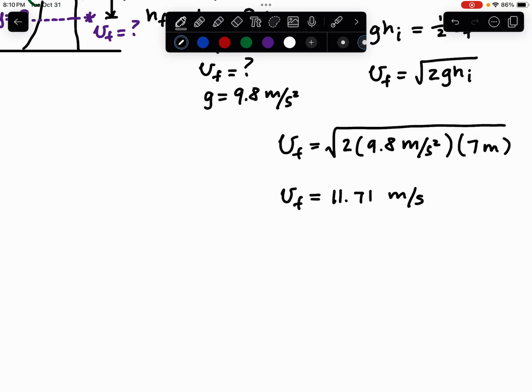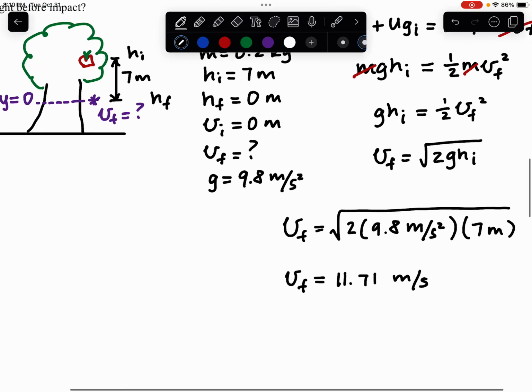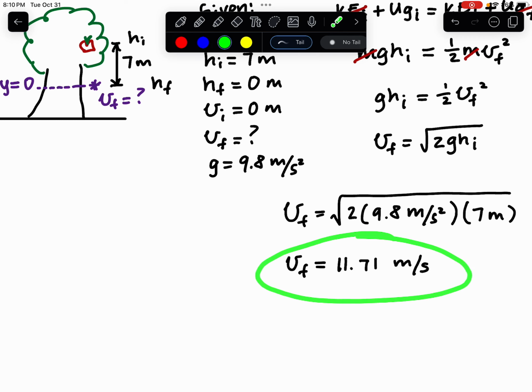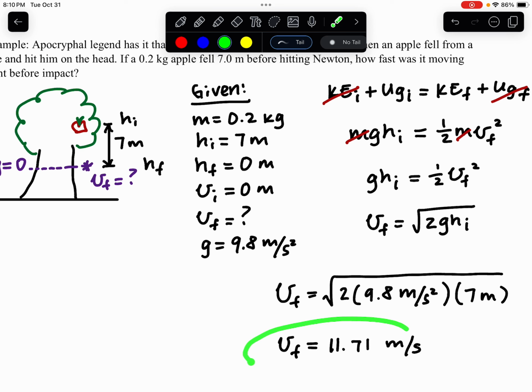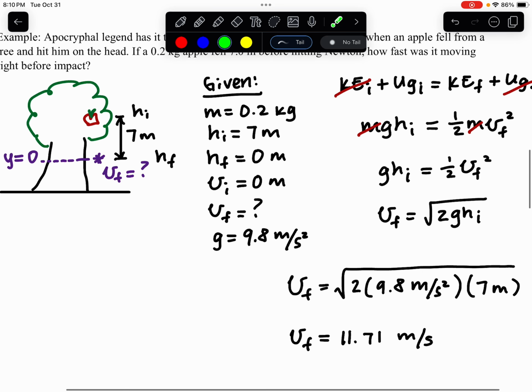And that's it. If I were to find the kinetic energy now using this velocity, I would get the same amount. If I tried 1/2 m v squared with this velocity, I would get the same number as if I multiply the mass times g times the initial height. I would get the same energy. That's it.